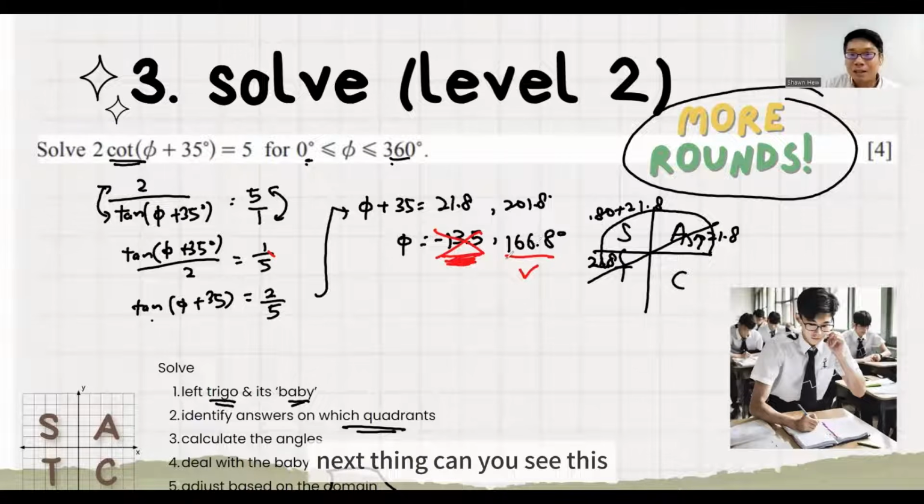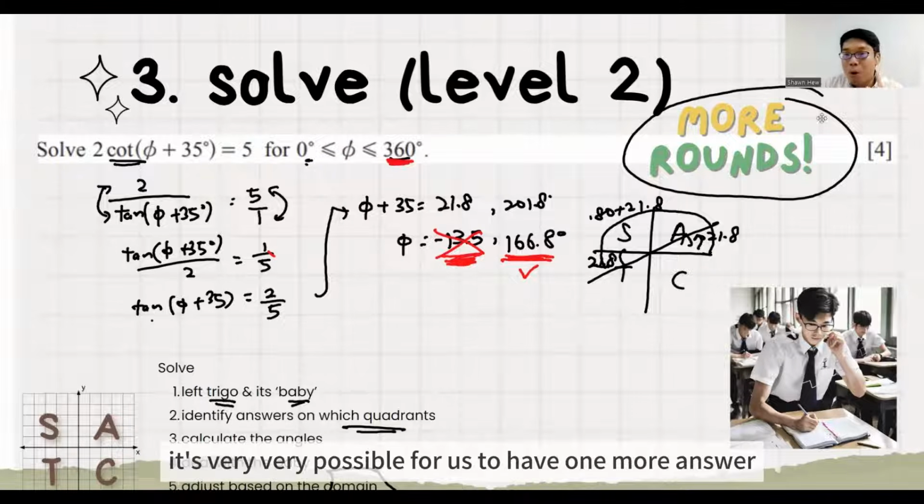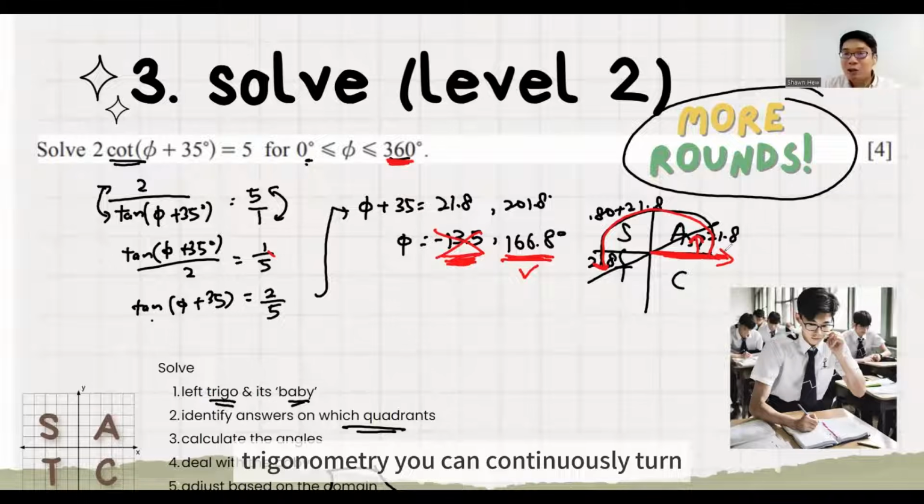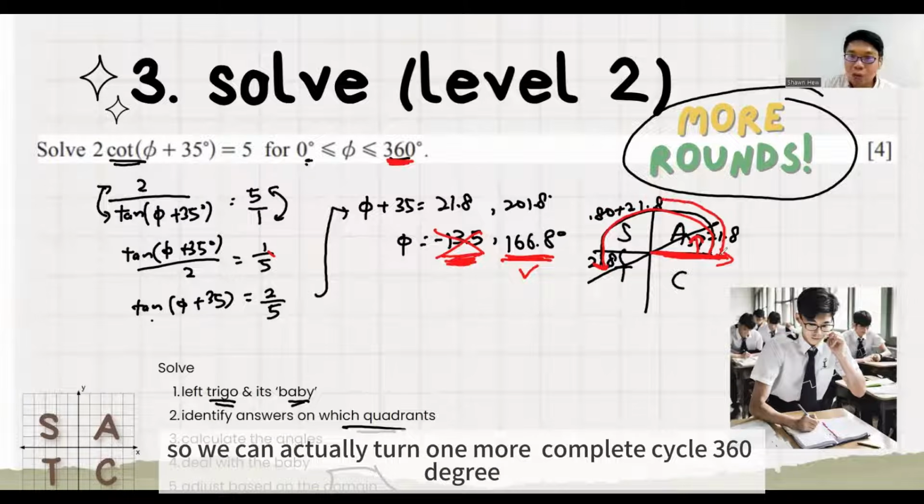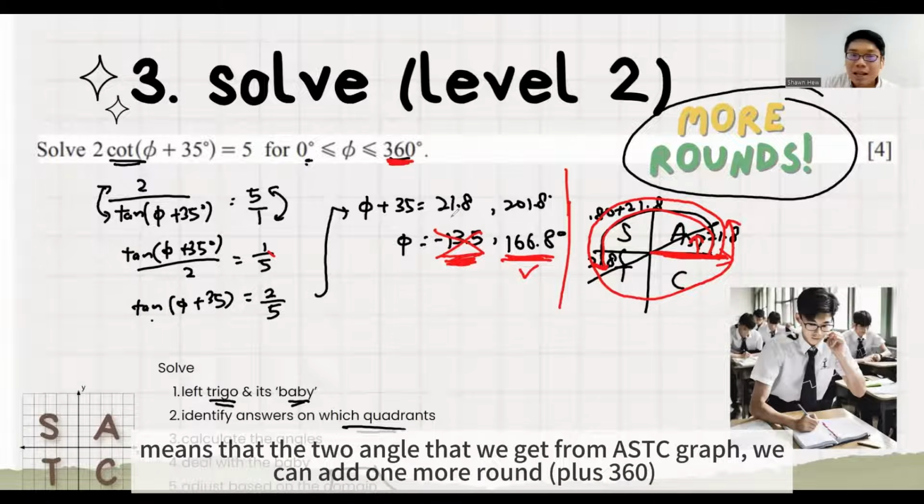Next thing, can you see this 166.8 is very, very far away from 360. So it's very, very possible for us to have one more answer. Trigonometry, we can continuously turn. So we can actually turn one complete cycle 360 degrees, then come back to the first line. So what does this mean? It means that the two angles that we get from ASTC graph, we can add one more round plus 360.